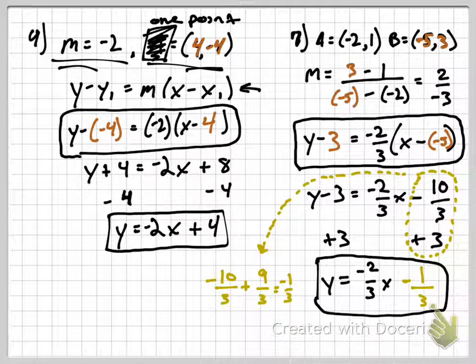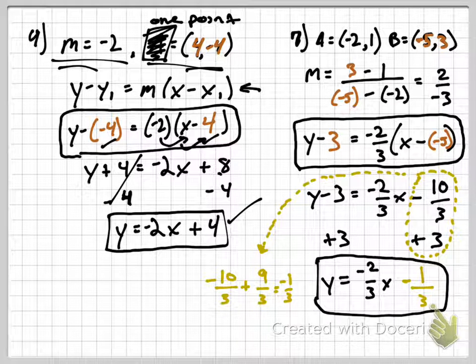Use your form of the equation to plug things in. I plug my y in here, my x in here, and I simplify. I get a positive 4. Using the distributive property, I get negative 2x plus 8, because negative times a negative is a plus. Just bring the 4 over, and I have negative 2x plus 4 as my slope-intercept form.